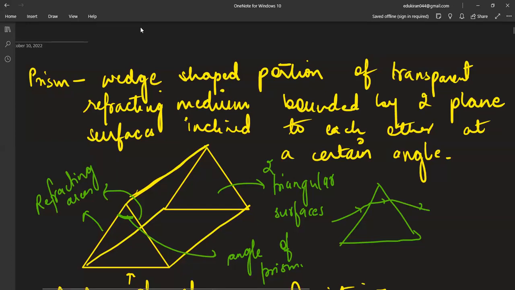Then we'll be left with four lessons: atoms, nuclei, dual nature, and waves. I'll try to take extra class this week so that your atoms and nuclei are also completed. After this, I'll start with atoms and nuclei only. Wave optics, I'll do it at the last.